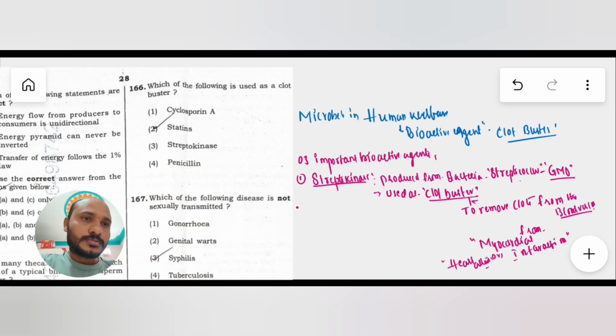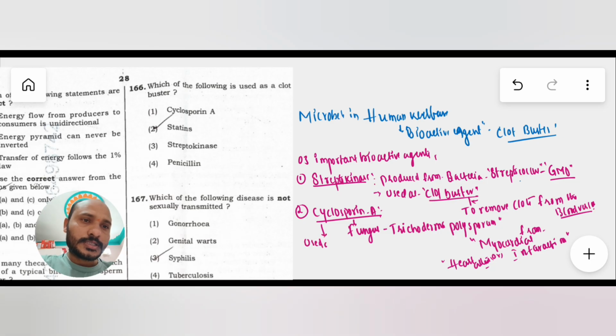Now coming to one more important bioactive agent, that is cyclosporine A, which is produced from a fungus. Which fungus? Very important, Trichoderma polysporum. From this fungus we obtain cyclosporine A, which is used as an immunosuppressant in organ transplanted patients, the patients who undergo organ transplantation. In that person we use cyclosporine A to suppress the immune system.